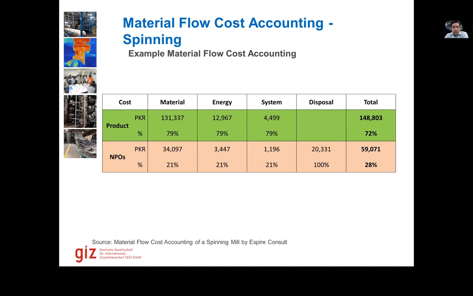So 79% of material went into the product, 79% of energy went into producing the product, and 79% of system cost went into producing the product output, and 21% went into producing the NPOs. And since we also had some disposal costs, the total amounts were not 79 and 21, but 72% of total cost went into production, and 28% went into NPO production. That is how we can do a summary of this material flow cost accounting as well.